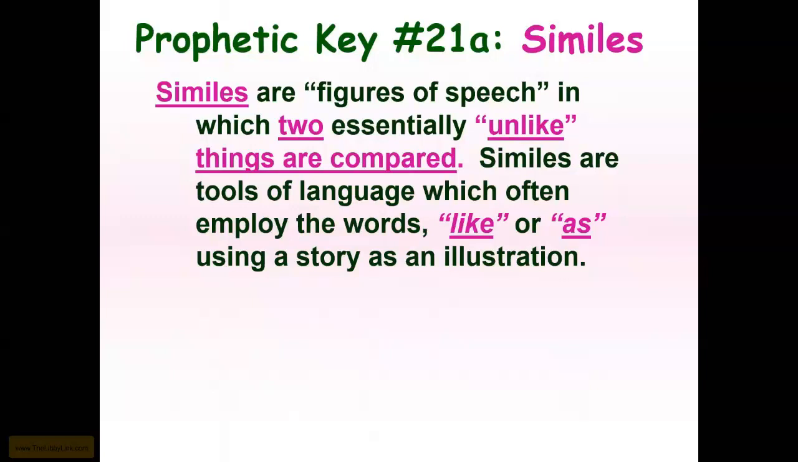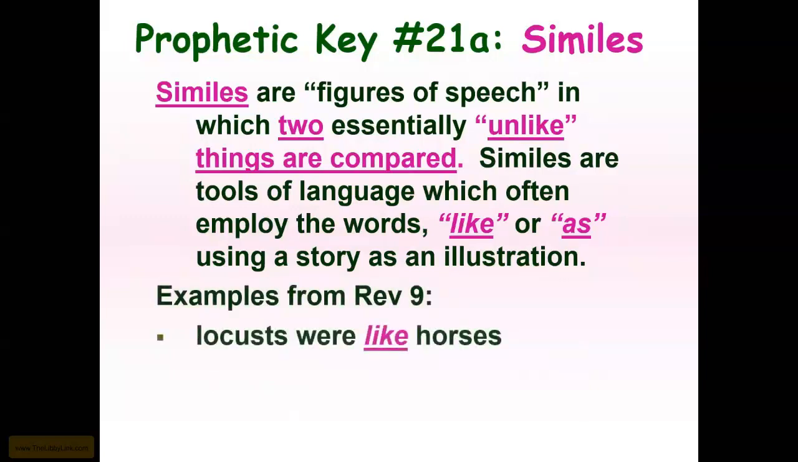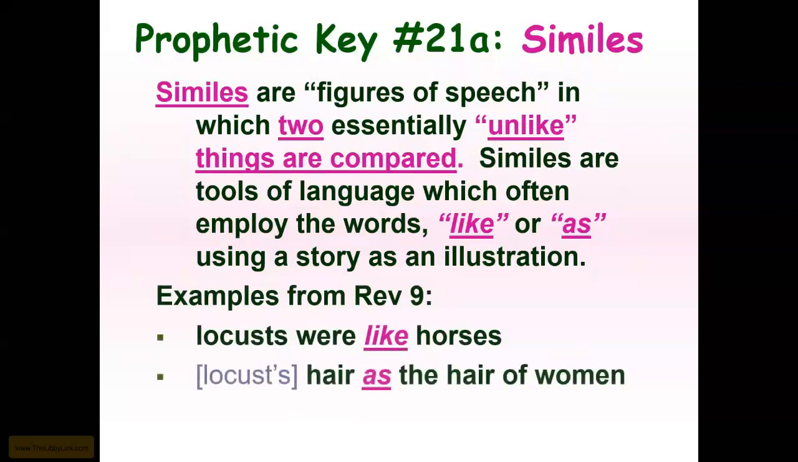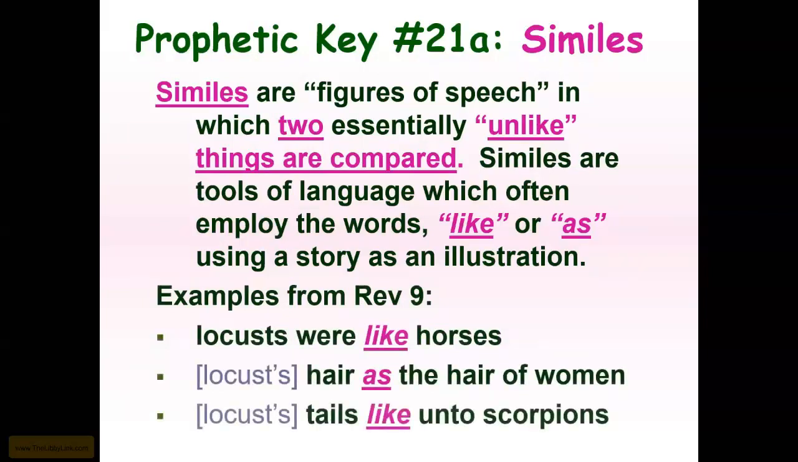Similes are tools of language which often employ the words like or as, using a story as an illustration. Here are a few examples from Revelation 9, verses 7 through 10. Locusts were like horses. Locusts' hair as the hair of women. Locusts' tails like unto scorpions.